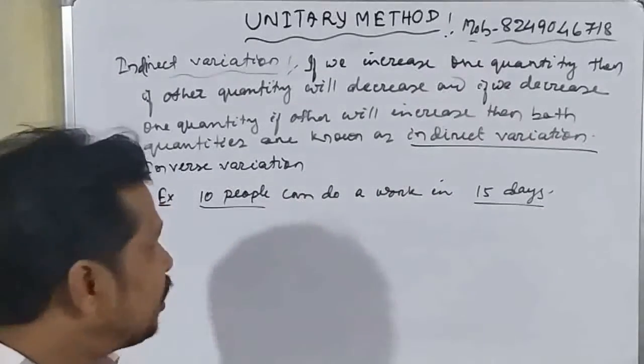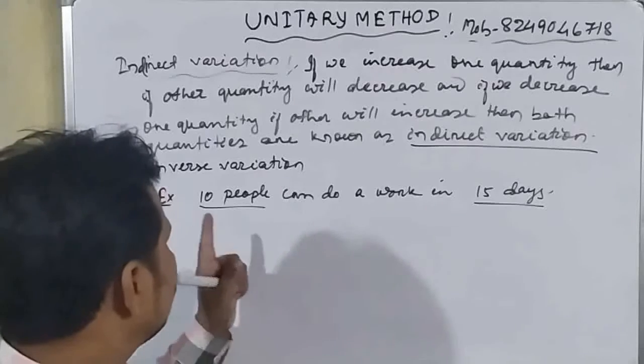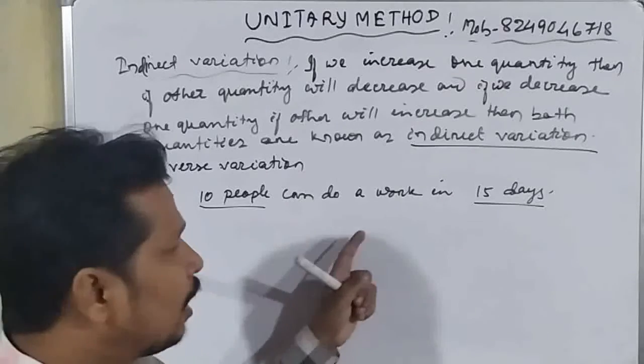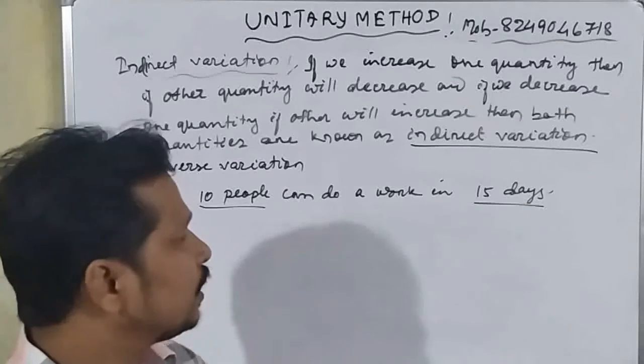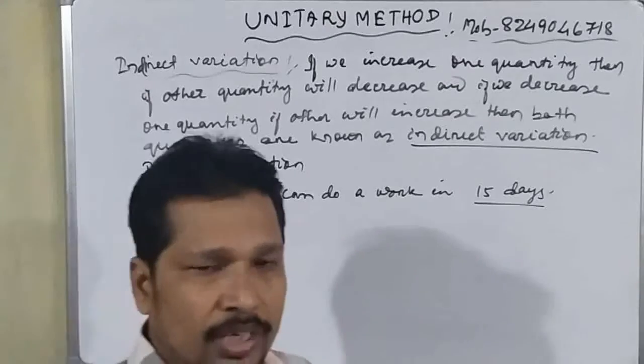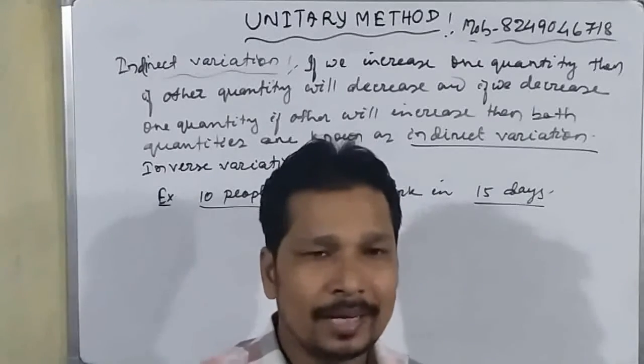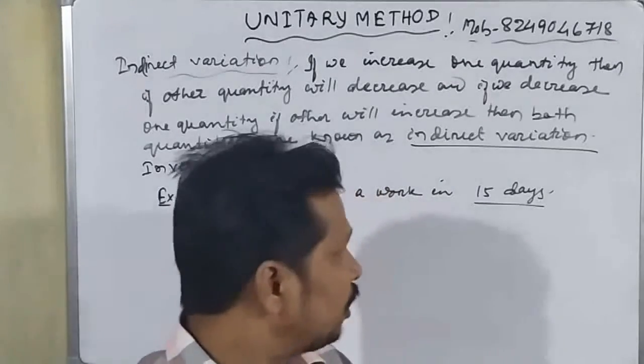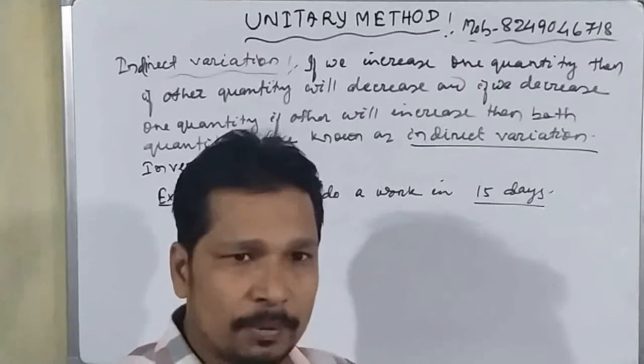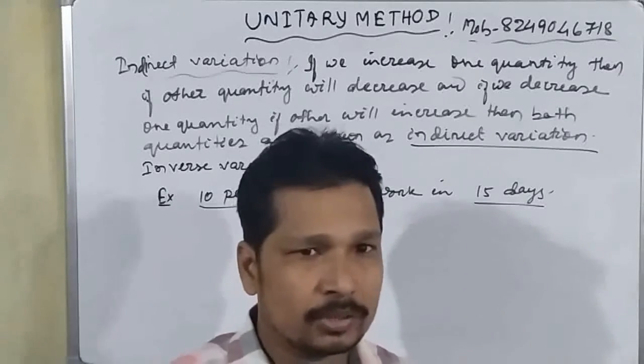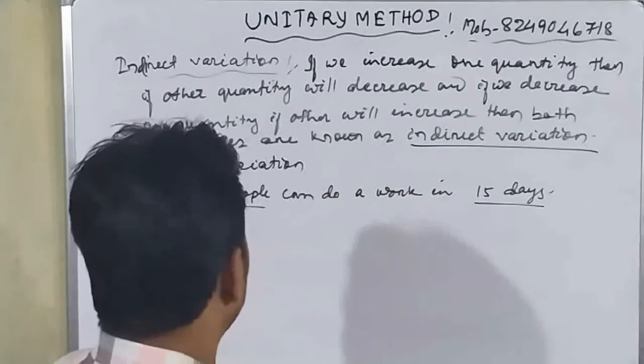Okay, student. So here we assigned two quantities. First quantity is number of people and another quantity is number of days. So now think, student, if we assign more people, then they will finish this work in 15 days or less than 15 days or more than 15 days? Okay, student. So what will the answer?